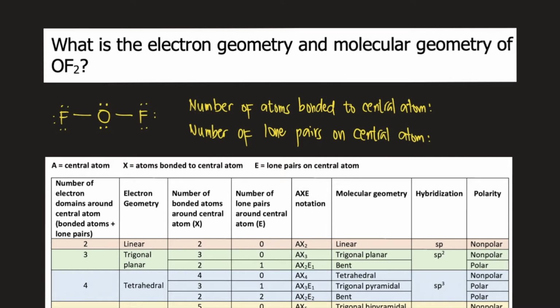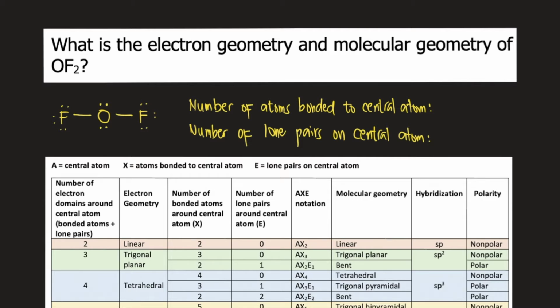structure of OF2. It is obvious in the structure that the central atom is oxygen. To determine the geometries, you need to count two things. Number one, the number of atoms bonded to the central atom. And number two, the number of lone pairs on the central atom. So let's start with the first one, the number of atoms bonded to the central atom.